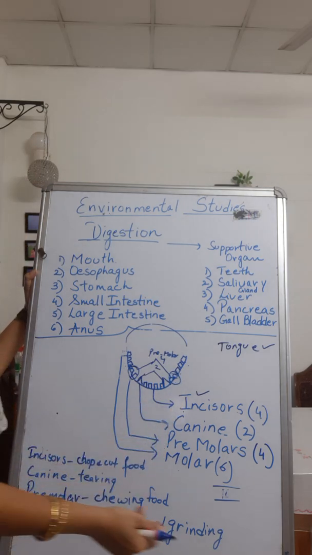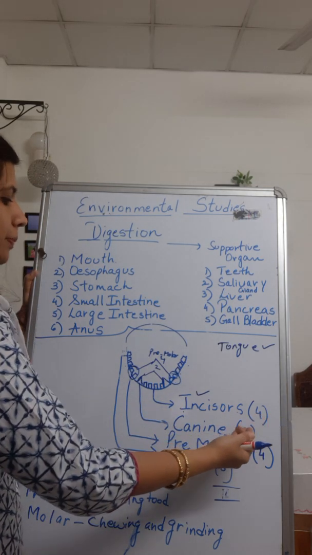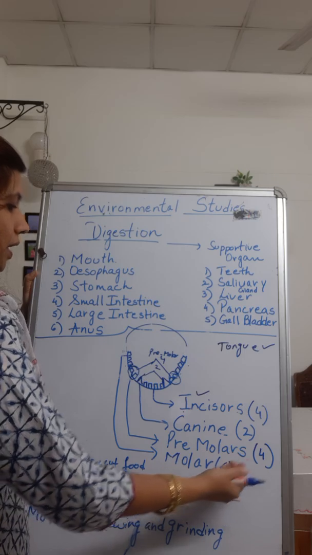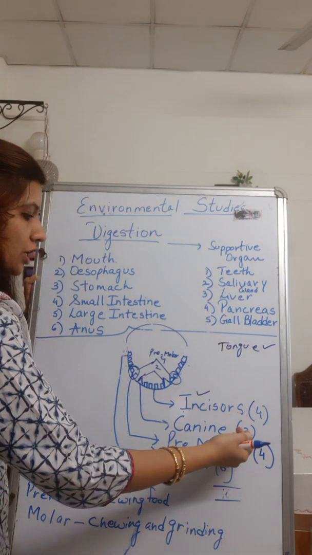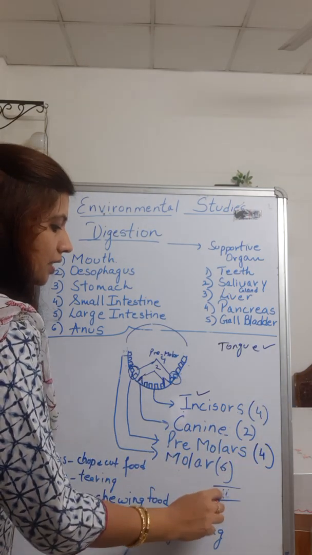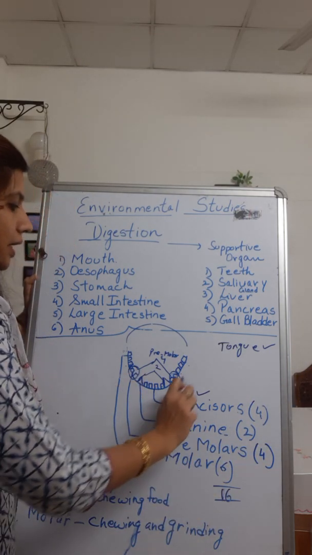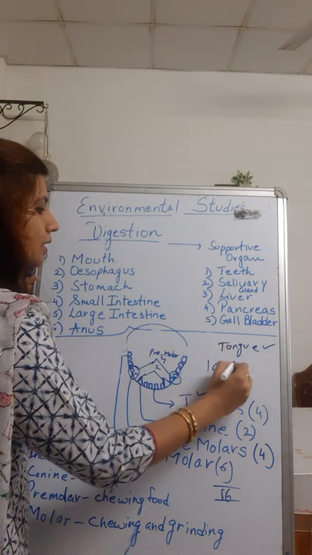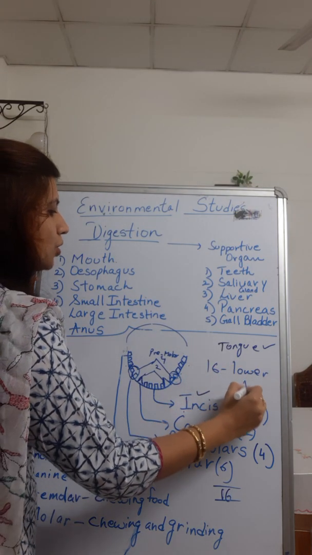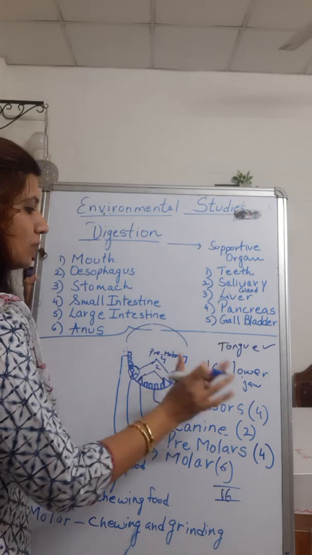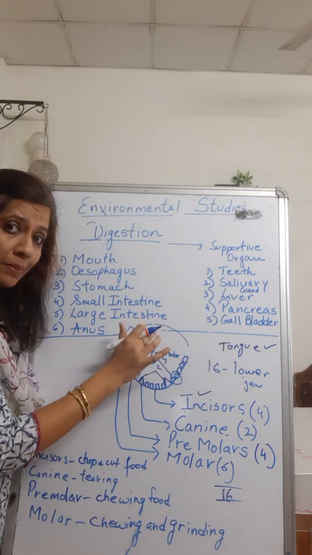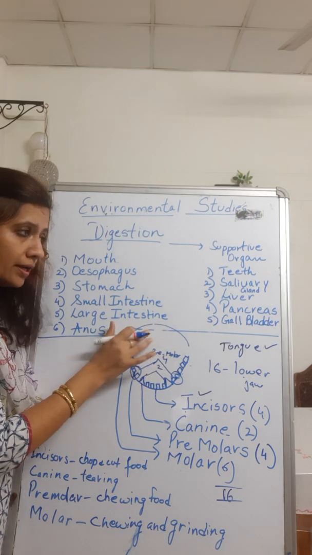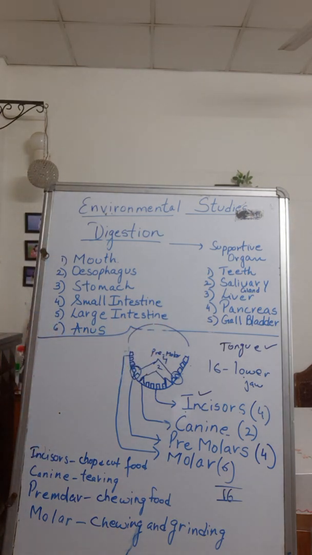So if I count, that is 4 incisors, 4 plus 2 plus 4 plus 6. So how much does it amount to? Can you tell me? What is the total? 4, 2, 6, 6 plus 4, 10 and 6 is 16. So we have 16 in the lower jaw. The lower part of the mouth we have 16, plus we have 16 on the upper part of our jaw. Okay, so teeth is clear to us.